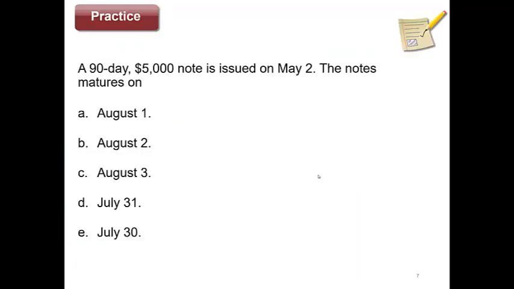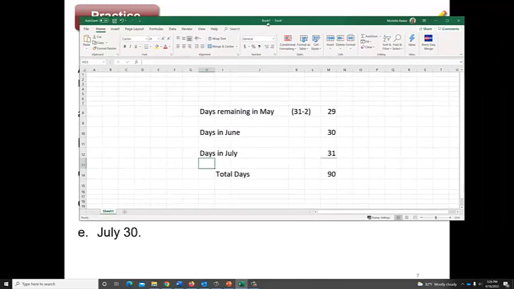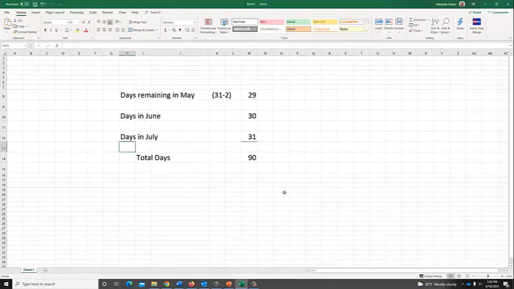We'll find the due date of one more note for just a little bit more practice. So here we've got a 90-day $5,000 note issued on May 2nd. So we need to figure out what the day 90 is after May 2nd. So I'm going to pull over a spreadsheet here.